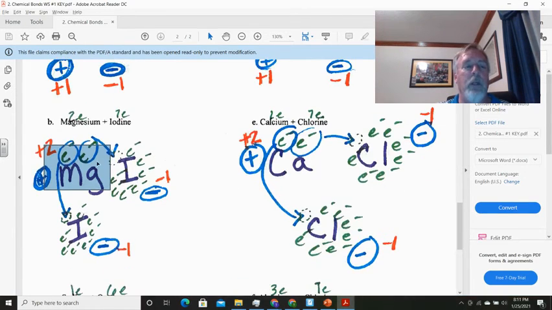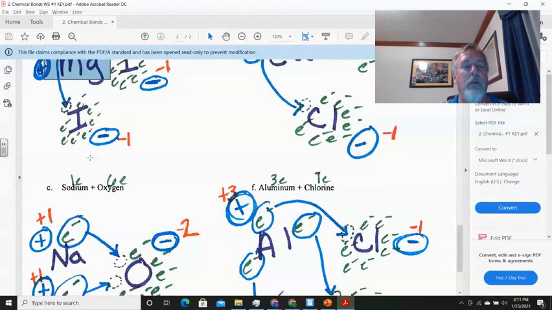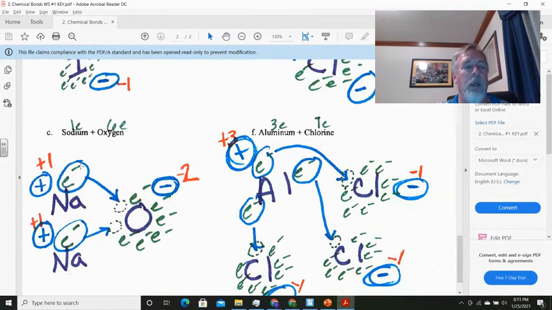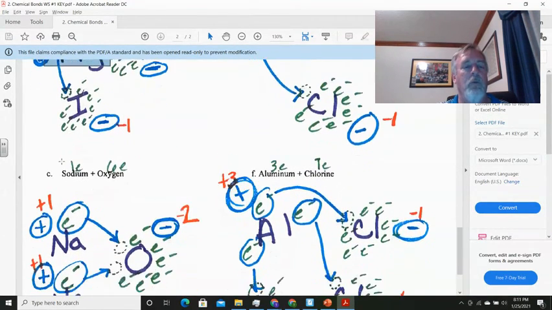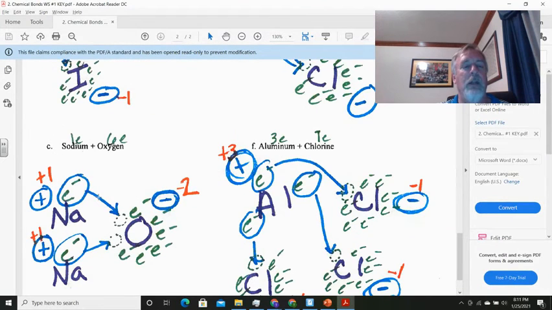So I want you to be careful when you're looking at how many of each atom you need. We look at sodium again, kind of like the iodine one here, right? Oxygen, it needs 2 electrons. It's group 6, it needs 2 electrons. Sodium can only give away 1. So if oxygen needs 2, it's going to need 1 sodium atom to give it 1 electron, another sodium atom to give it the second electron.